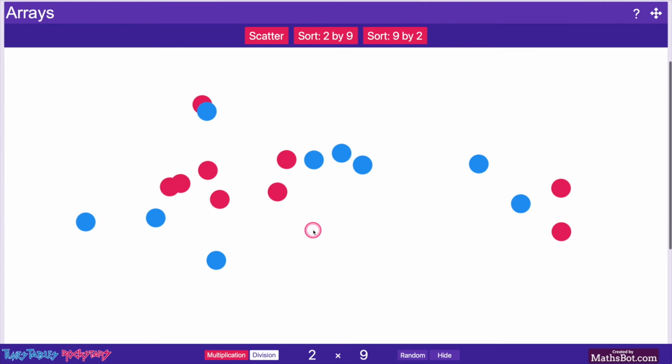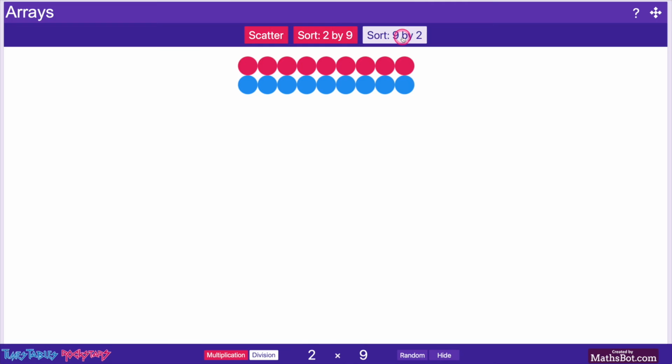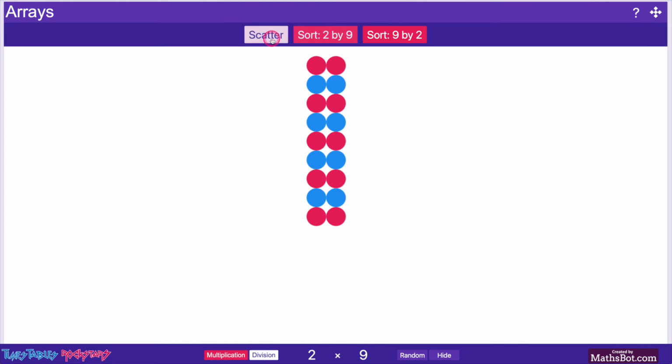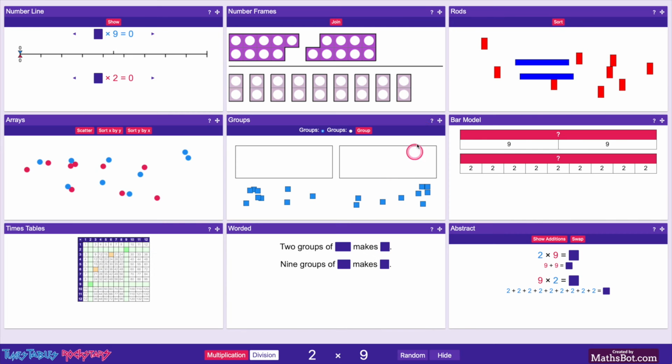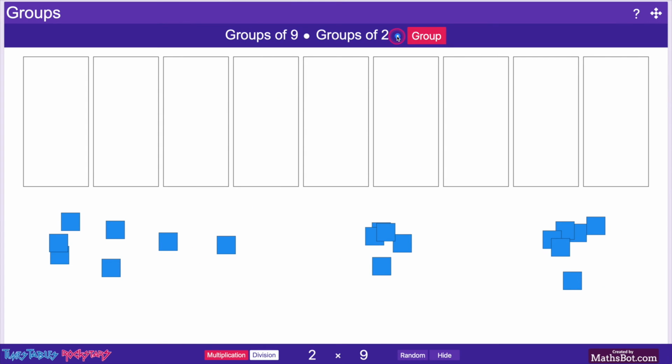The arrays tool uses dots in an array, which can be sorted as, for example, two groups of nine or nine groups of two. The dots are different colours to highlight these groups. Groups allows cubes to be sorted into groups of, for example, two nines or nine twos.